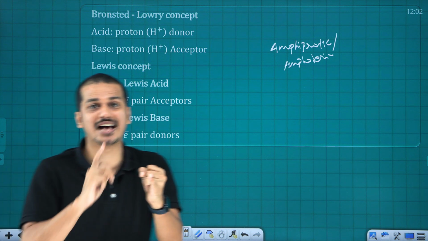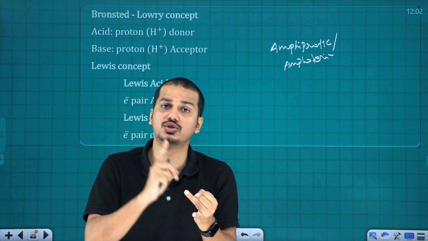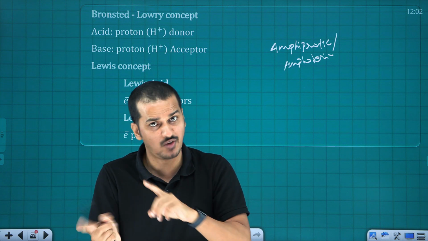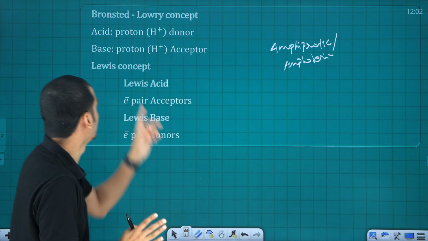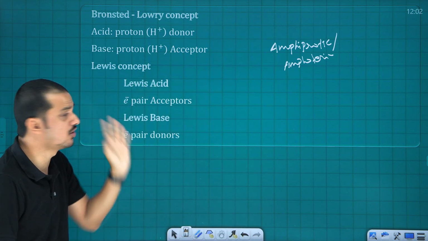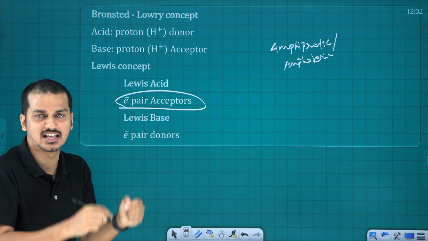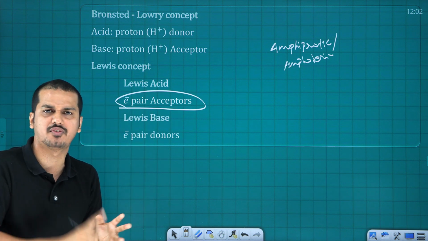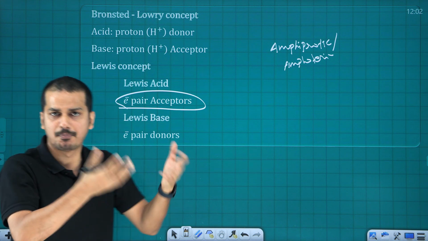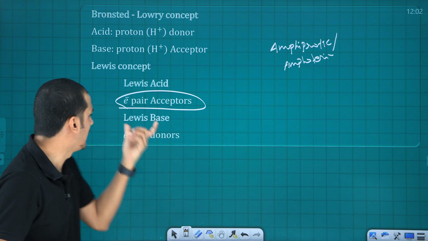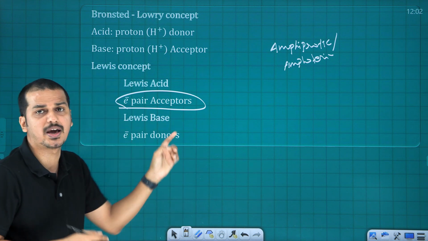One more thing, if an acid is strong, that means its conjugate base should be weak, and vice versa. That idea you also learned. Next, the Lewis concept. According to the Lewis concept, a Lewis acid means an electron pair acceptor. That means electron deficient molecules like BF3, AlCl3 and positively charged ions, etc. And here a Lewis base means an electron pair donor.